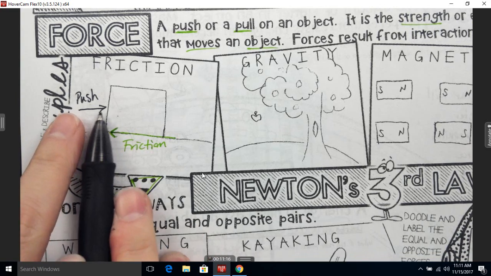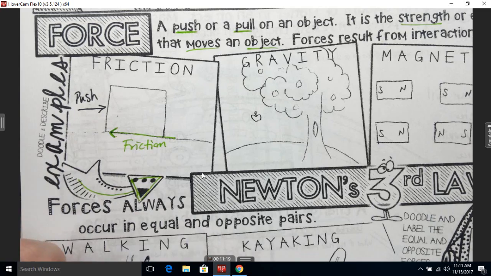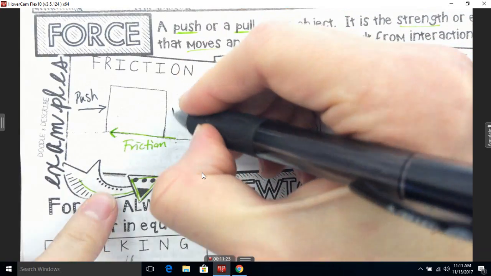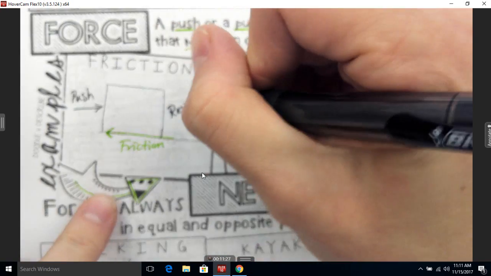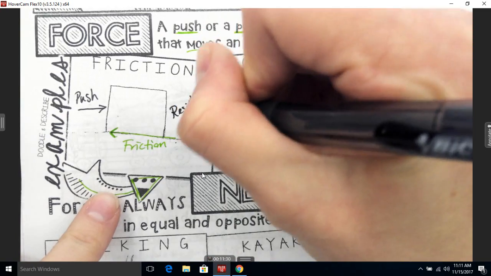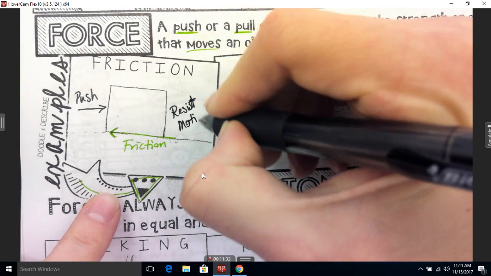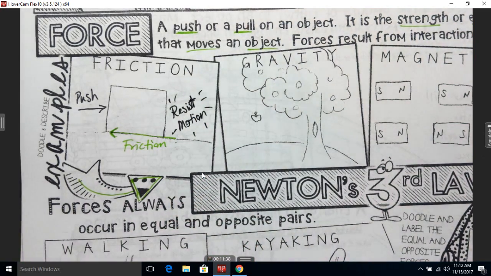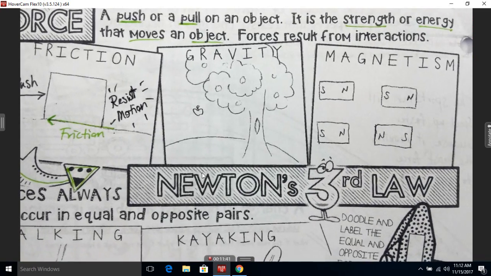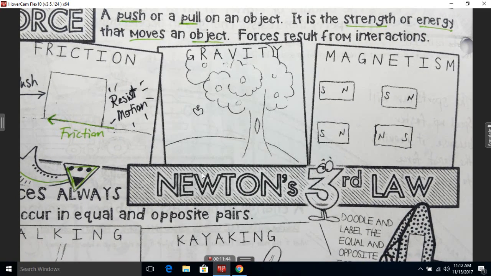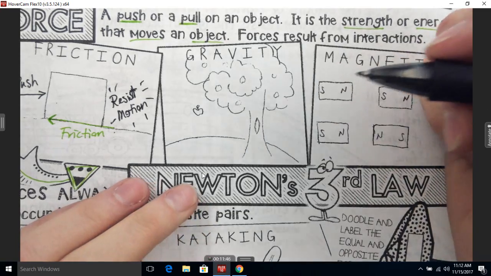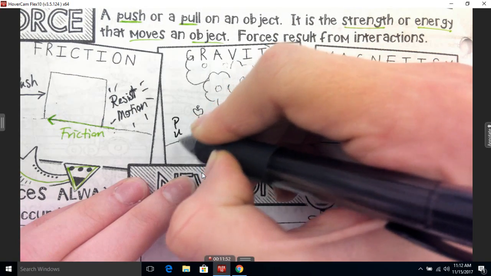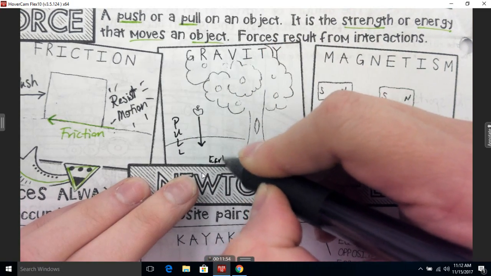Does this cancel out with that? So the friction is greater. He's holding it. Sorry, resist motion. You have to use your brain. Gravity. And this would be like the earth.